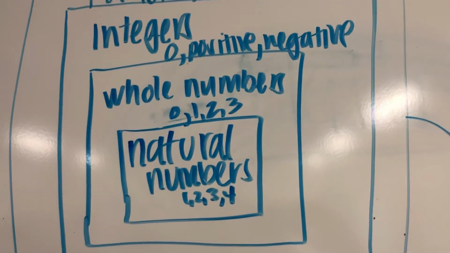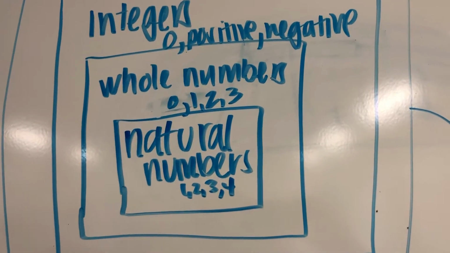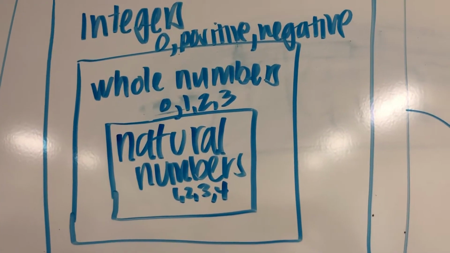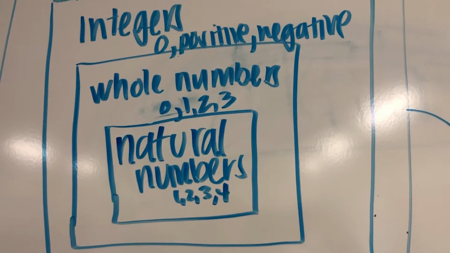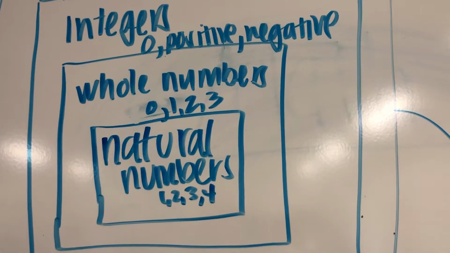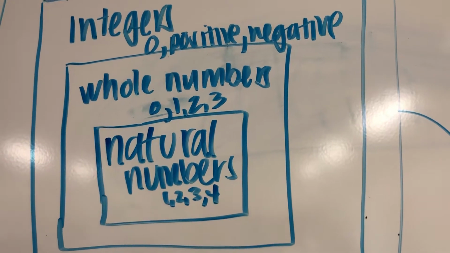Then we get a little bit bigger to what we talked about yesterday, our integers. So here we have those natural numbers, those positive numbers. We have 0 from our whole numbers, but now for integers, we added in the negative side, or opposite numbers.